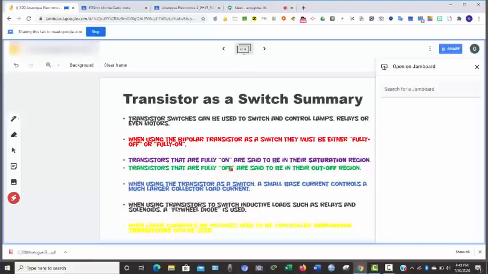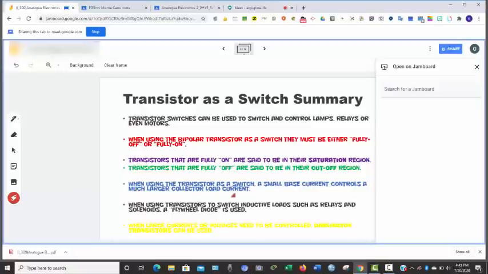Transistors that are fully on are said to be in their saturation region. When a transistor is fully on, then we say it is in the saturation region. Transistors that are fully off are said to be in their cutoff region. There may be some little current, but it's approximately equal to 0.